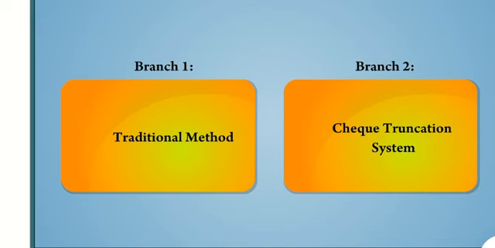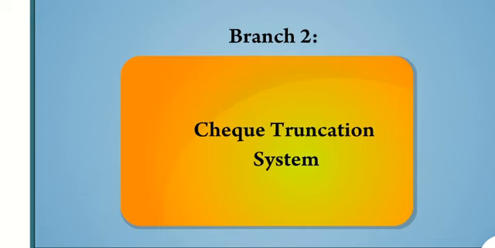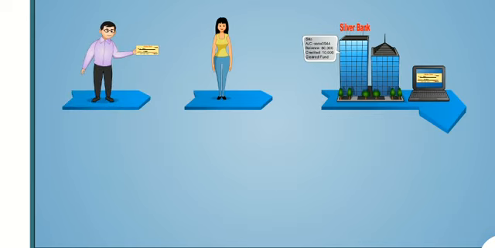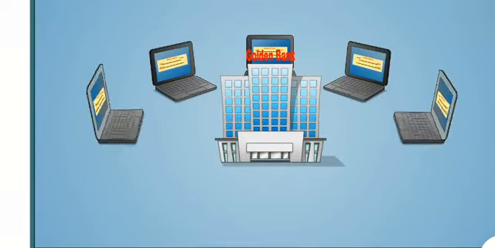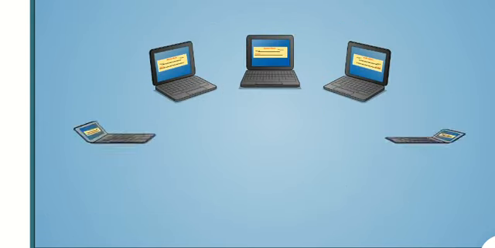Now, let's look at the second method, which is called check truncation system. We'll start by looking at the flowchart. This is how a check is cleared using check truncation system. Do you notice anything different from the previous method? Yes, there are computers involved. These computers are used to transfer images of the checks, so the physical checks don't need to be transported. This greatly reduces the time taken.